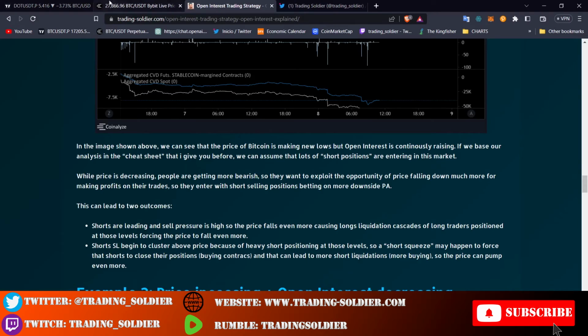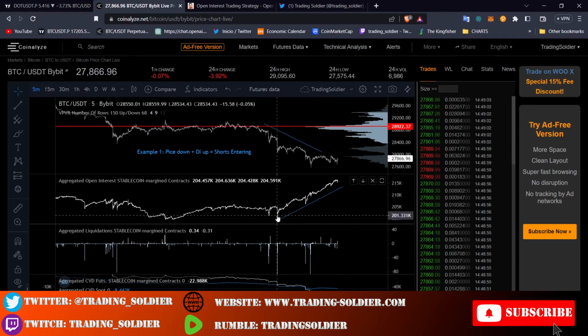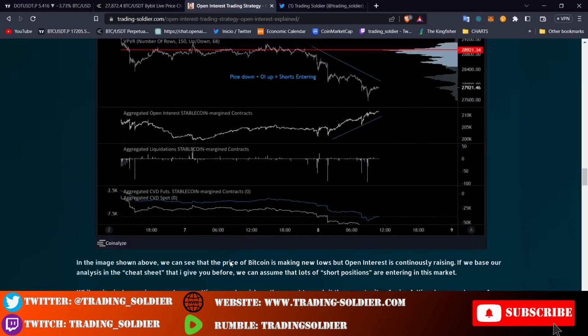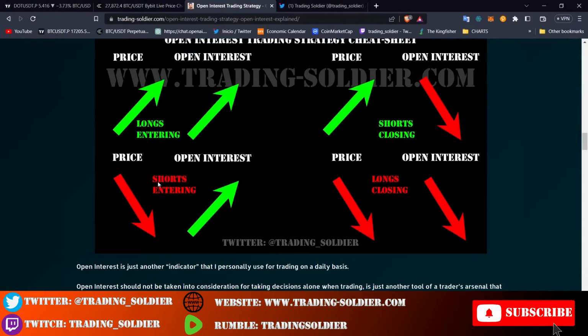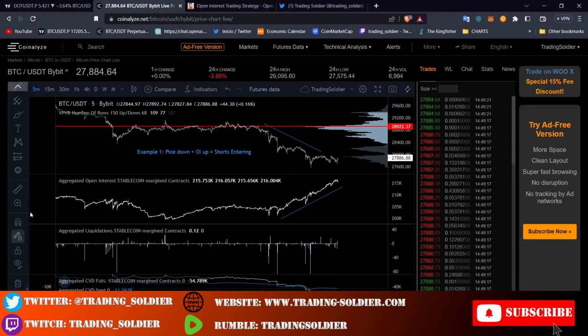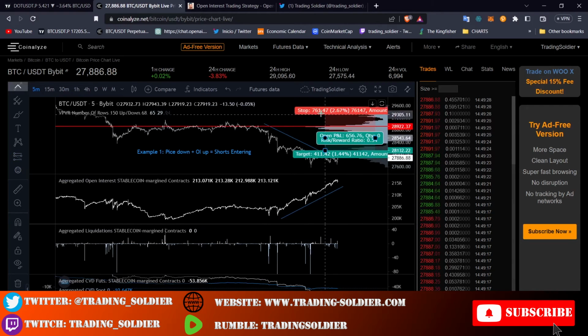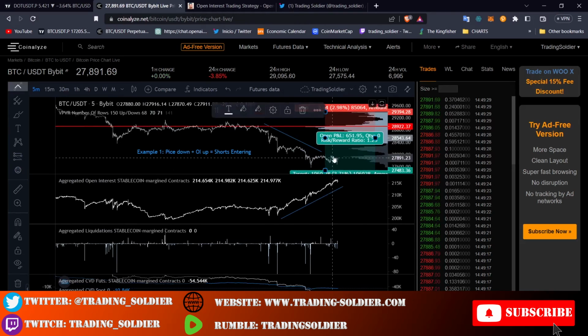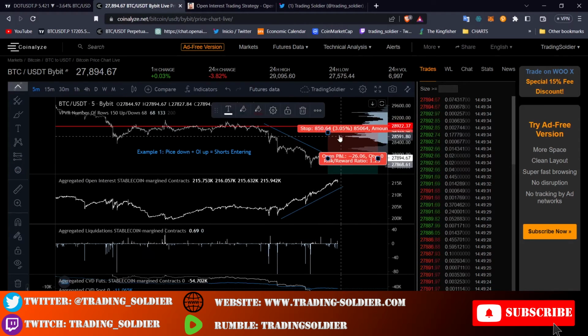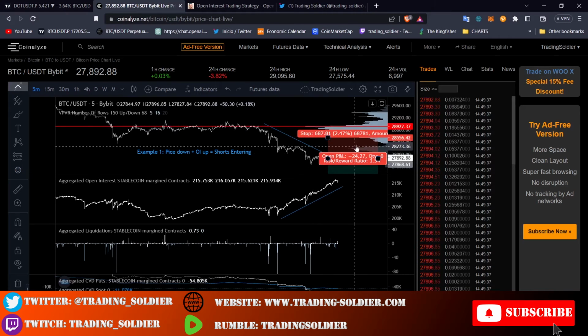If a lot of people are shorting, you see that the price is going down but open interest is going up. We see with the cheat sheet that it is shorts that are entering. That means a lot of traders are shorting here. So if I short, for example, here, let's say with my reservoir tool, I open a short position. I'm shorting here at the bottom of this movement, so my stop loss will be, for example, at this volume node here.